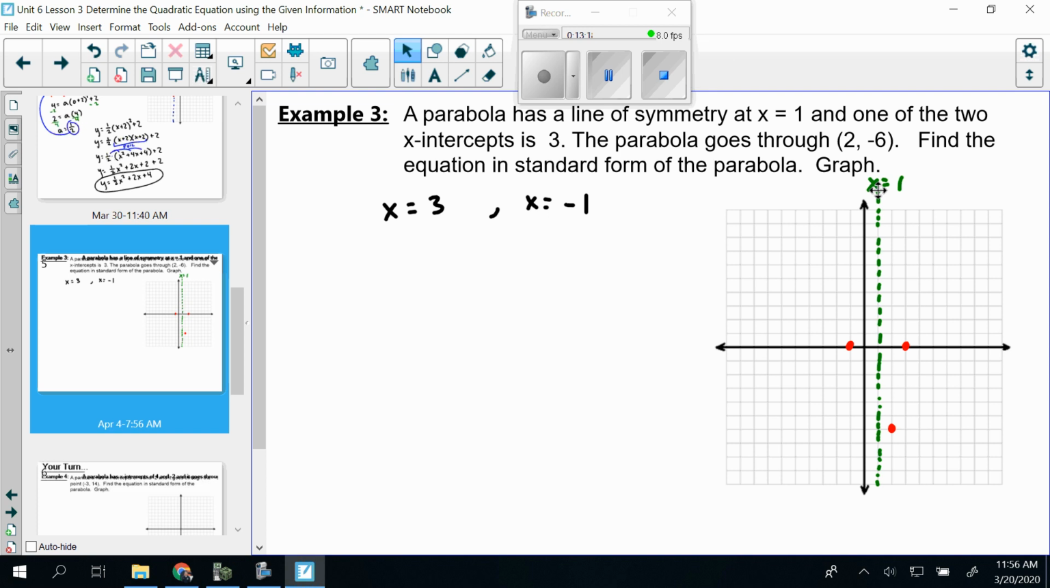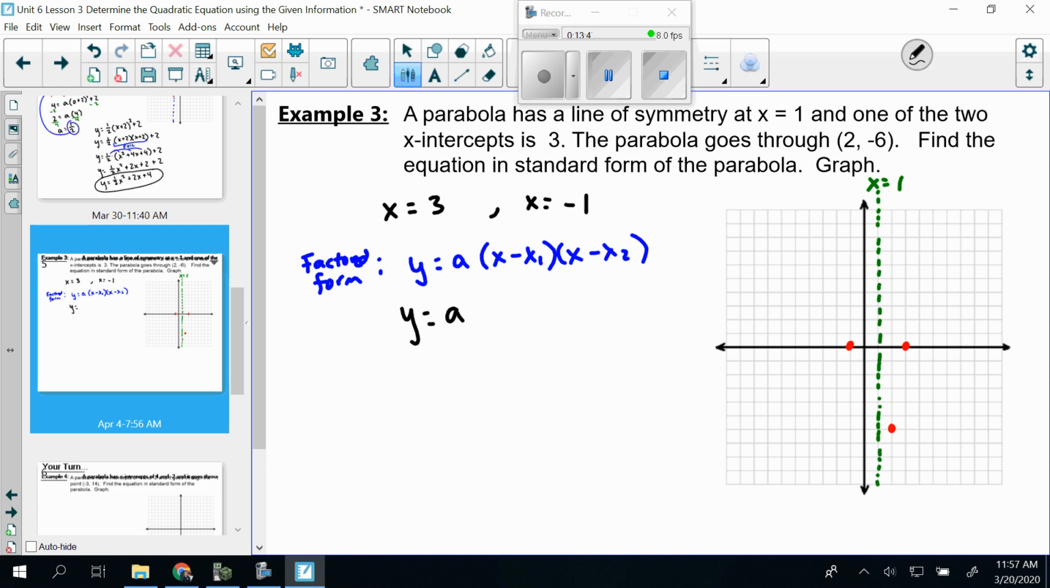Okay, so this is similar to that first problem we did. We want to use the factored form of this. So the factored form, again, looks like this. It's going to be y equals a times x minus x1, x minus x2. So in this problem, if we do that same thing, it's going to be a times x minus 3, and then it'd be x minus -1, which is minus and negative is the same as plus, so x plus 1. Okay, so that's our equation, but again, we got to find a.